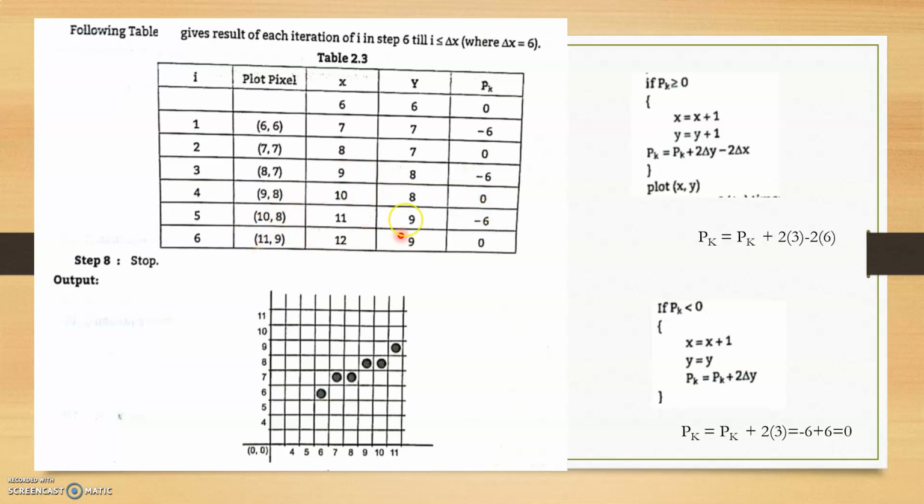You have to perform this operation for delta x times. Here our delta x is 6. So you have to perform this operation for 6 steps. And here we got our last coordinate, that is 12, 9. Here we have plotted all the points, that is x, y of the line. This is Bresenham's line drawing algorithm.